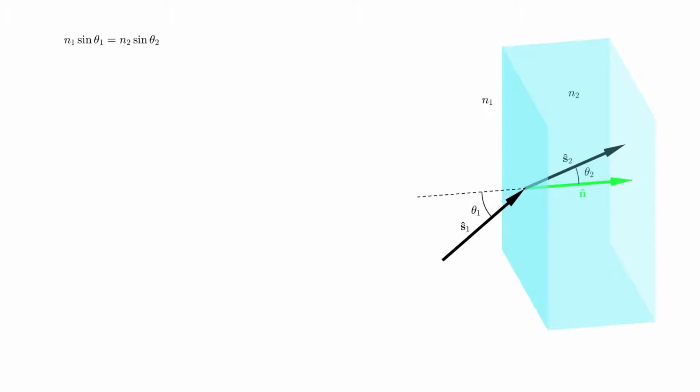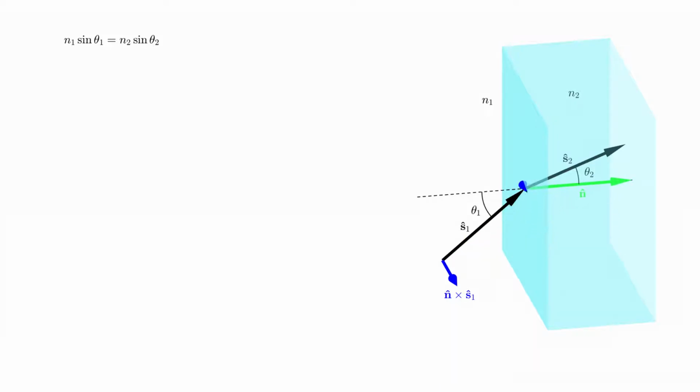Okay, but now what? Well, our original equation obviously contains these sine functions, and we know that the magnitude of the cross product between two vectors is the product of their individual magnitudes times the sine of the angle between the vectors when they're placed tail to tail. So let's take a look at the cross product between n hat and s1 hat. Since these two vectors both have unit length, their cross product has a magnitude equal to the sine of the angle of incidence, theta 1.